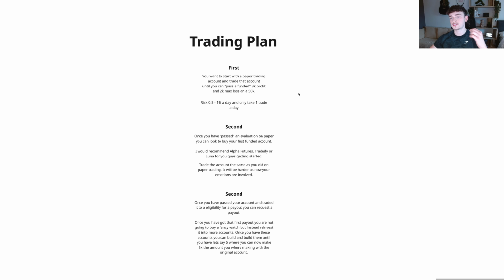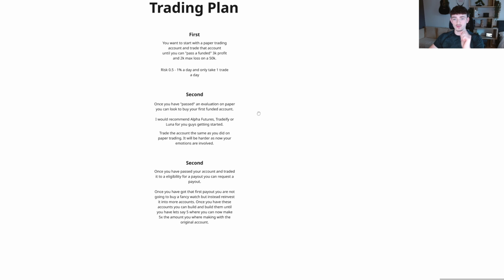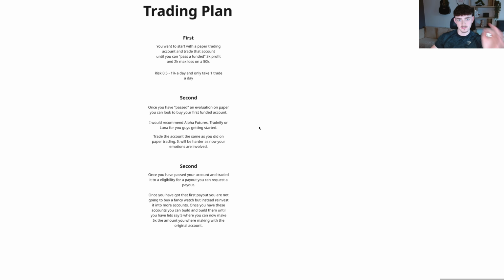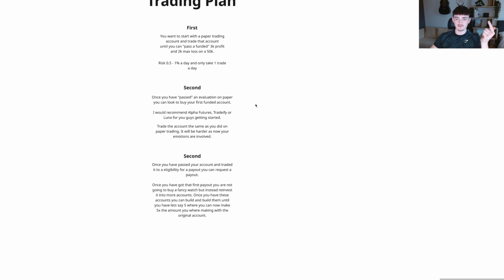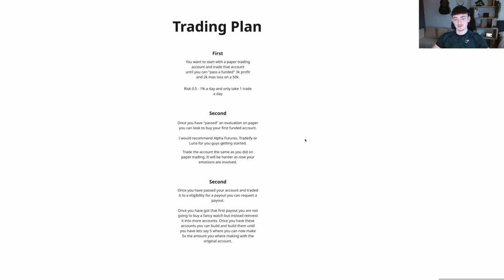Once you have passed that account, you want to look at buying your first funded, okay? I'd recommend Alpha Futures, Traderfy, or Luna. Luna's quite a new one, so maybe be a bit careful with that one, but Alpha Futures and Traderfy are usually very beginner friendly and they don't have strict rules, so I would go with those two. And Luna, obviously, the Luna Flex account is really good for beginners, and they're just a really good up and coming prop at the moment. I don't have affiliates with any of these, by the way. I literally am just giving you straight advice here, with no bias at all.